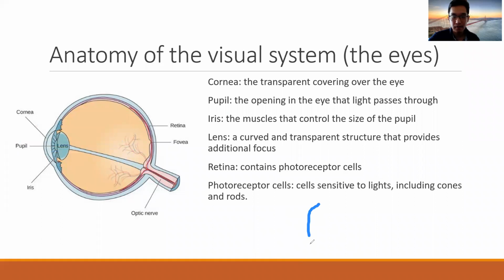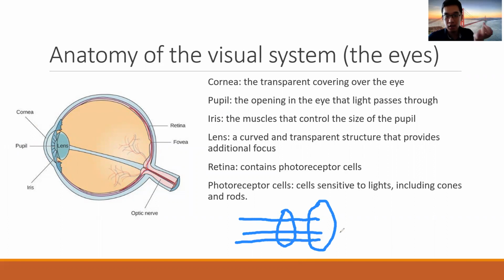Because the lens has this shape, for example, here is the pupil, and light comes through the pupil and goes through the lens like this. However, the lens is a curved structure, so it can curve the light. So the direction of the light is slightly changed. You can see here, the lights from different places go to the same place, the same direction. It can provide additional focus.